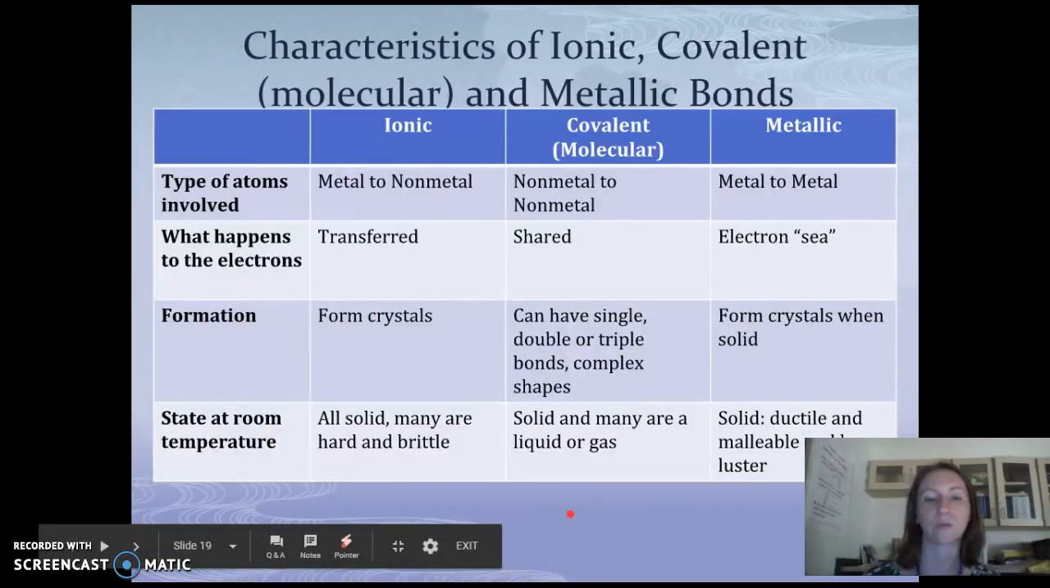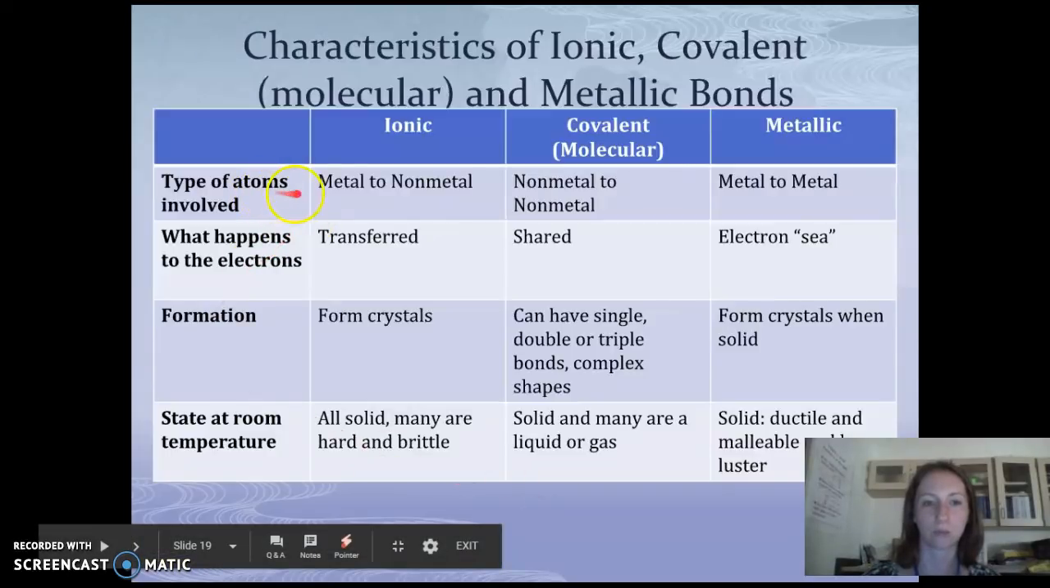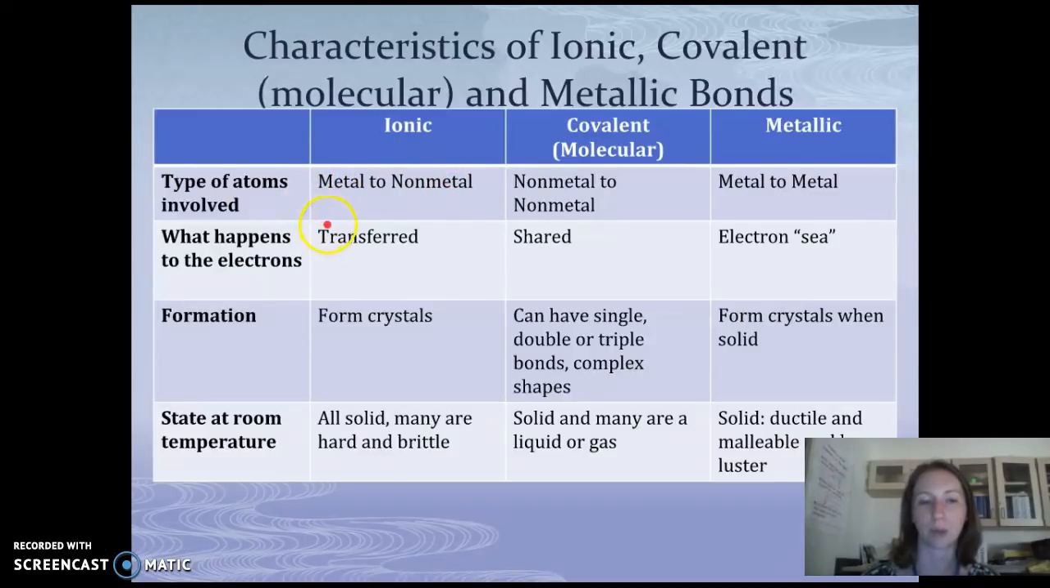Alright, so here's a table with some quick characteristics of the three different kinds: the ionic, covalent, and metallic bonds. You've got the types of atoms involved. Ionics, like I've said in the past, involve a metal and a non-metal, because they're positive and negative ions that attract. Covalents tend to be nonmetals sharing their electrons together, and metallic bonds obviously involve metals with metals. What happens to the electrons? They get transferred from one atom to the other in ionic bonds. They get shared in covalent bonds, and they travel through an electron sea in a metallic bond.